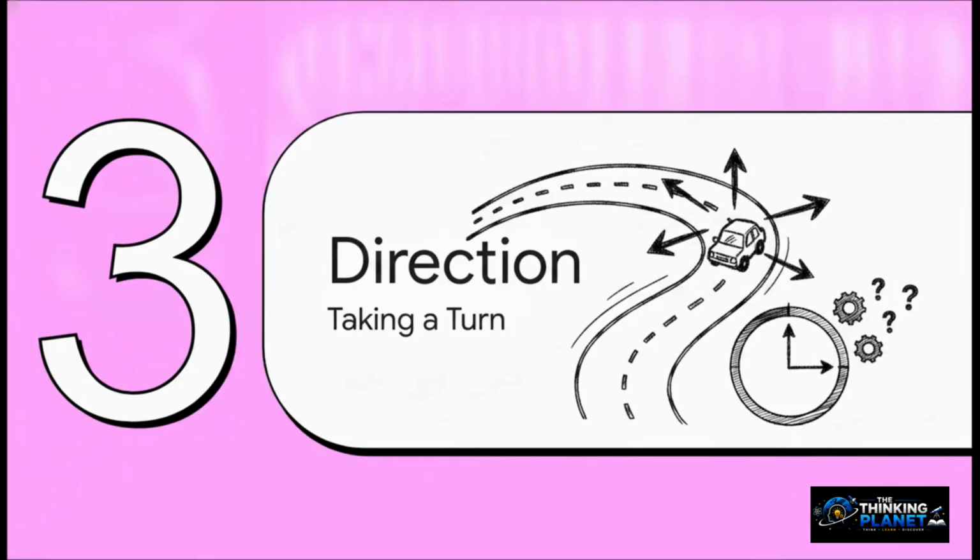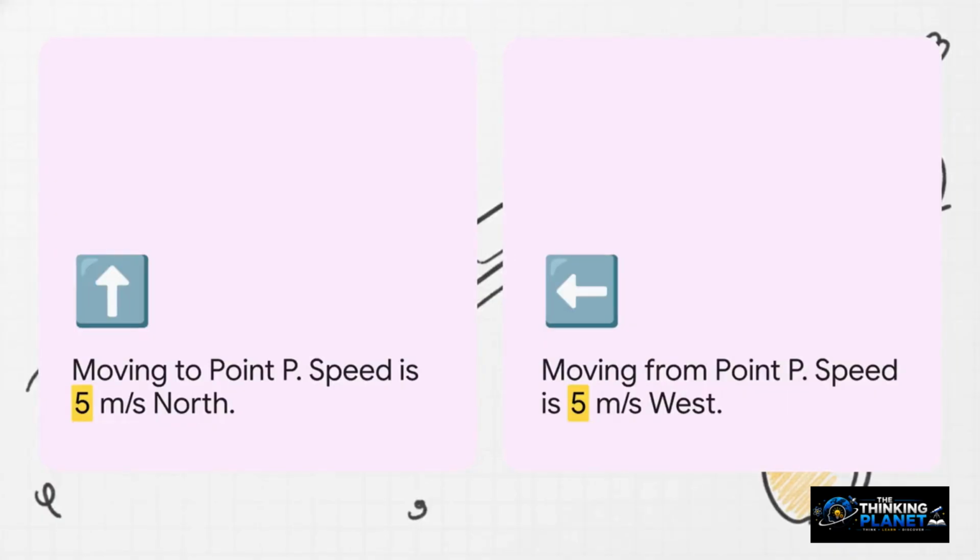All right, part 3, direction and taking a turn. Now we get to the really fun part. Imagine another car moving up to an intersection, point P. Its velocity as it approaches point P is 5 meters per second, heading north. But upon reaching point P, the car takes a sharp left turn to head west.